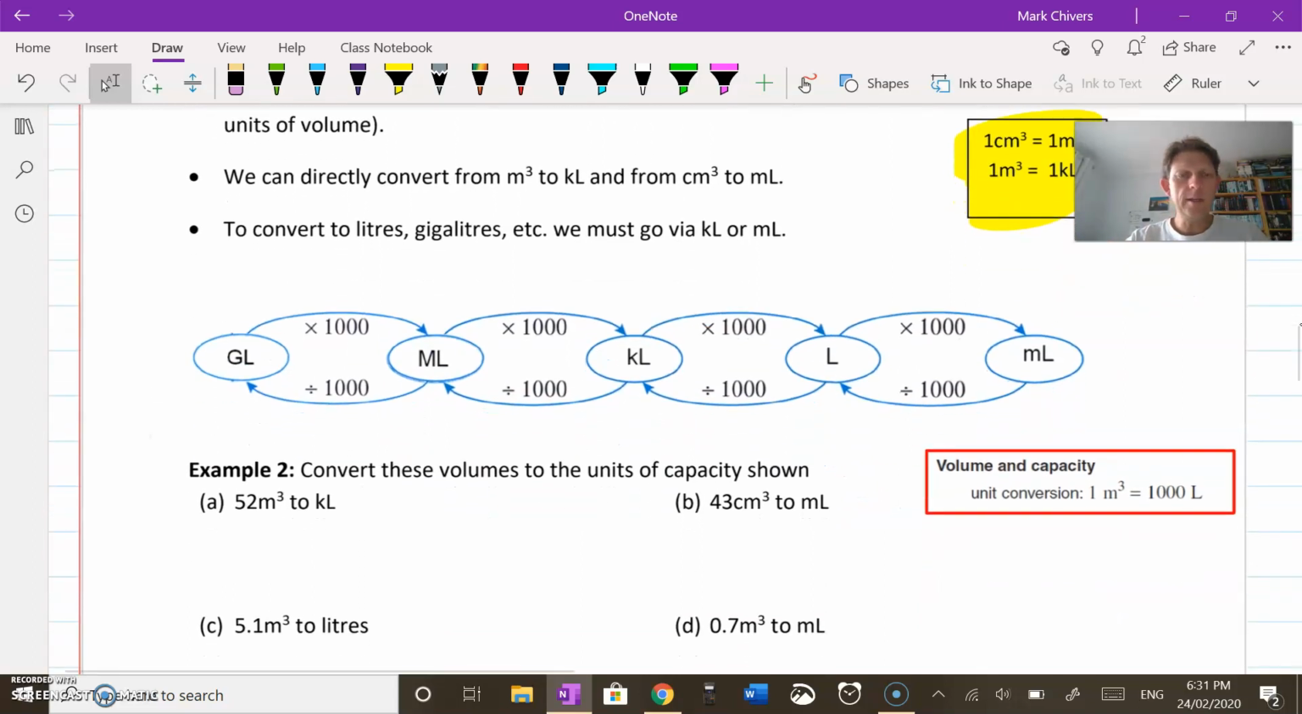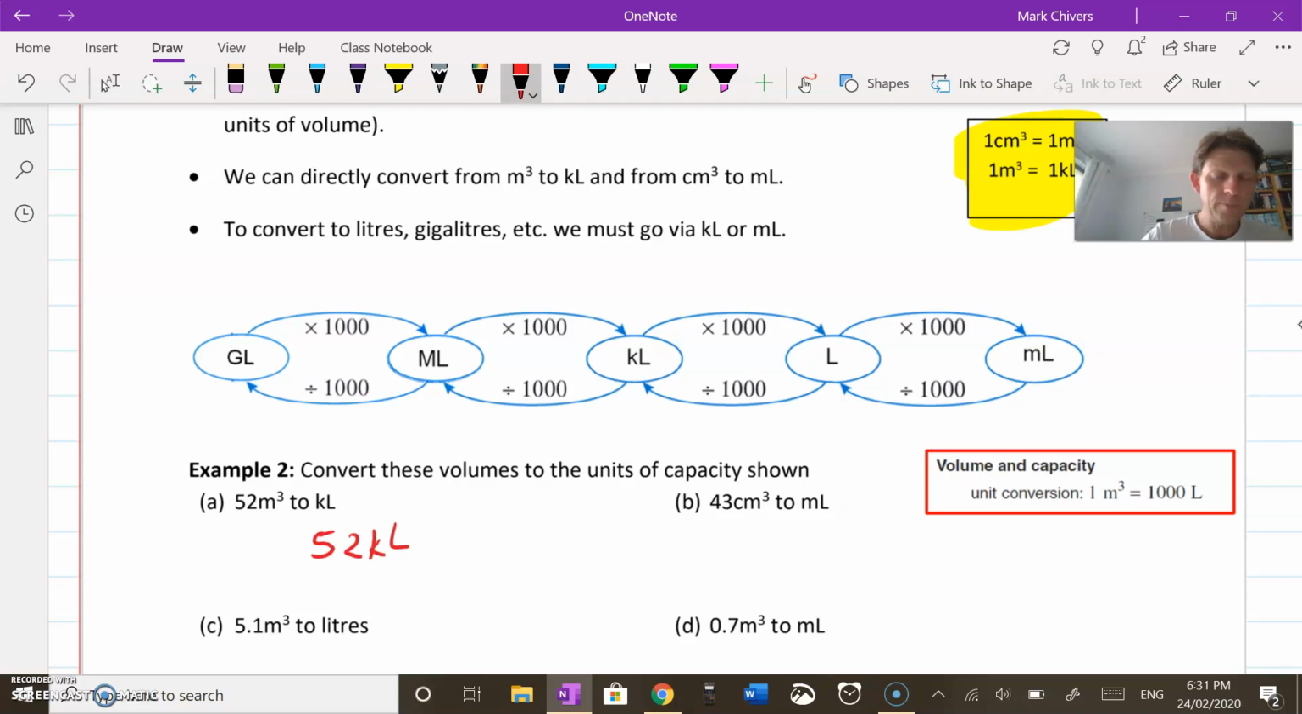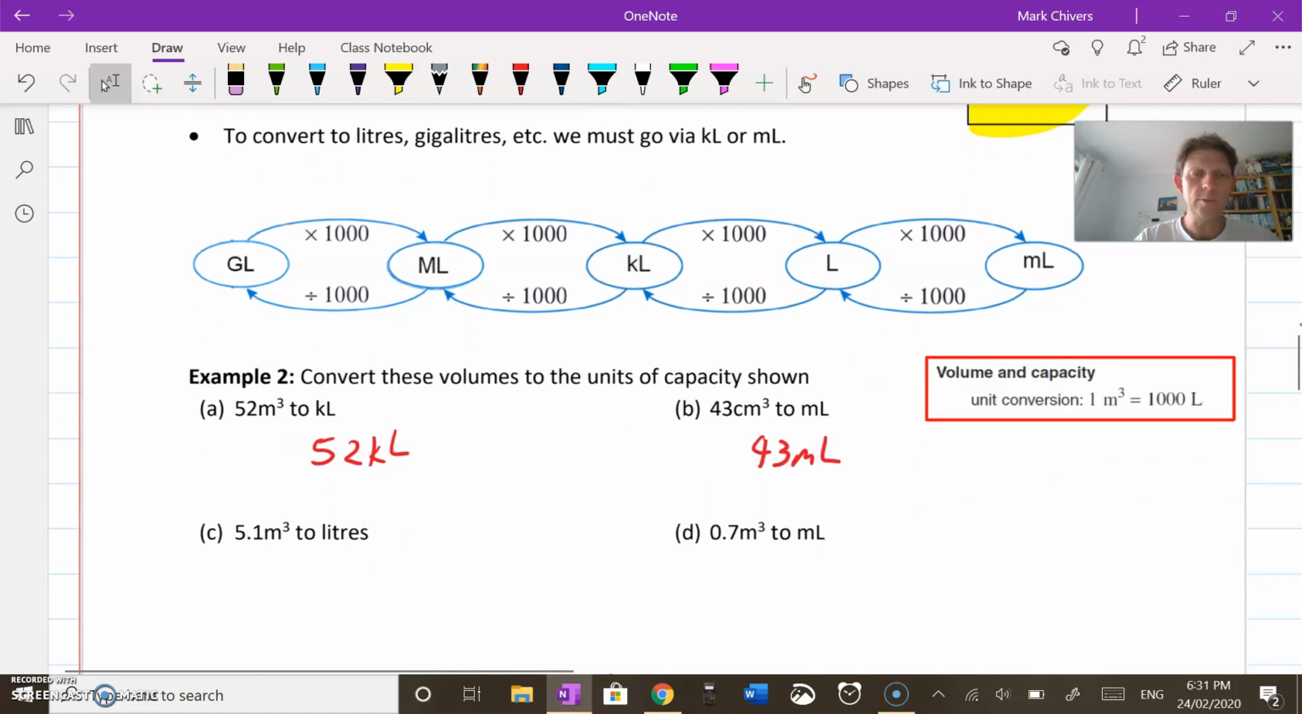So if we know that 1 centimetre cubed is 1 millilitre and 1 metre cubed is 1 kilolitre, look at these basic conversions here. 52 metres cubed is the same as 52 kilolitres, based on our little box up the top that's been highlighted yellow. So this is basically going to be 52 kilolitres. That's what the capacity of that particular container would be. And we've got one here of 43 centimetres cubed. Once again, we look up at the highlighted yellow box, and 1 centimetre cubed is 1 millilitre. So that's just 43 millilitres, one for every centimetre cubed.